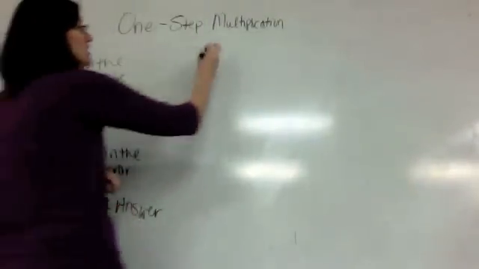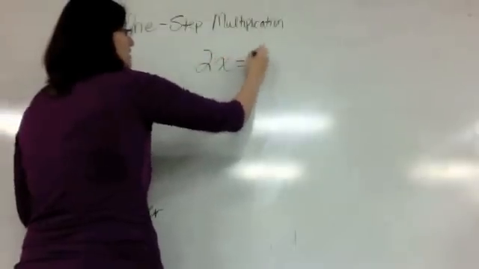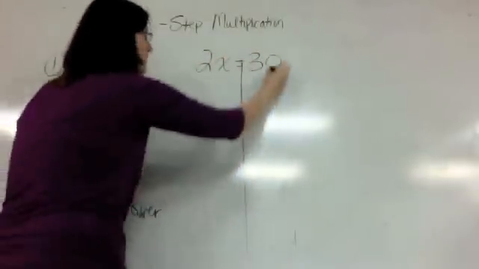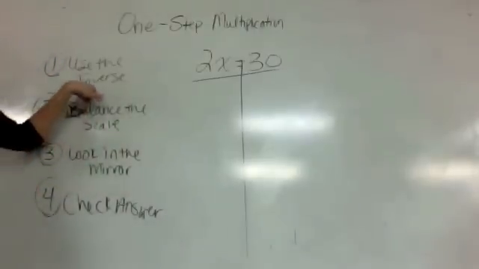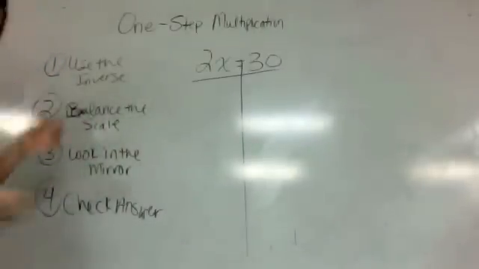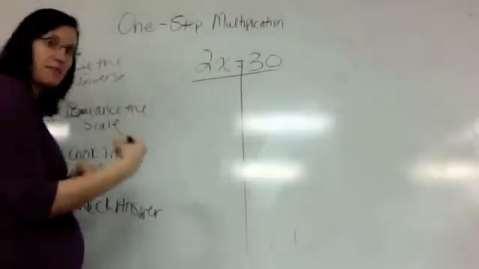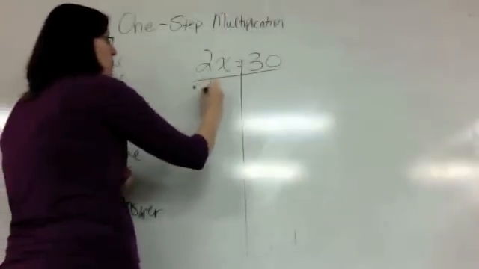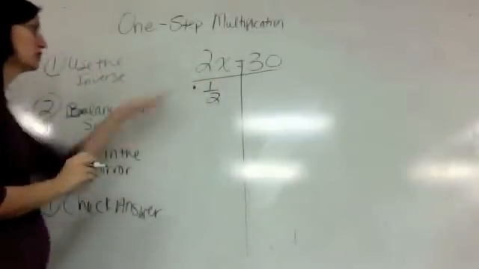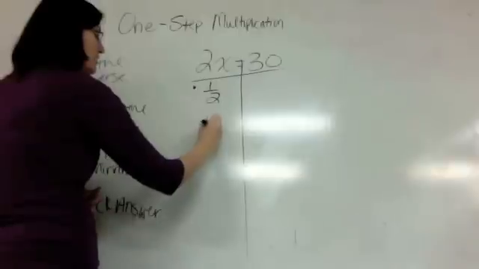So I'm going to show you an example on a relatively simple one first. 2x equals 30. I'm going to draw my balance scale. Step 1, I'm going to use the inverse. Now this is multiplication, so the inverse is the reciprocal, and I have to multiply by it. So I'm going to multiply by 1/2, because that's the reciprocal of 2. 2 times 1/2 is 1.